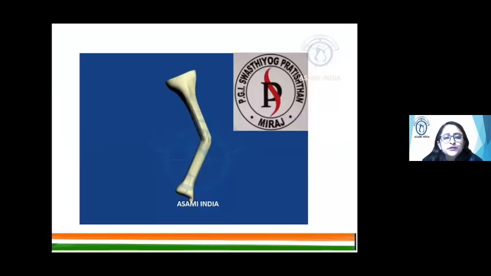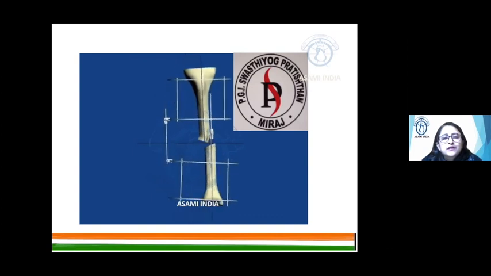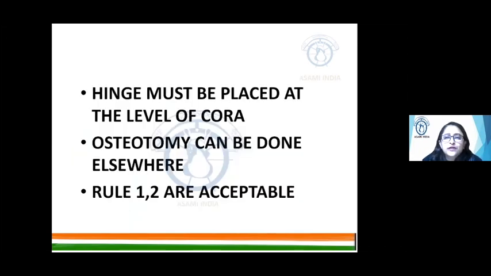Let's see this animation. So this is the CORA, and we do osteotomy at the CORA, but we have placed the hinge above the CORA. So let's see. You corrected the angular deformity, but we have created a translational deformity. So osteotomy rule 3 is not acceptable.